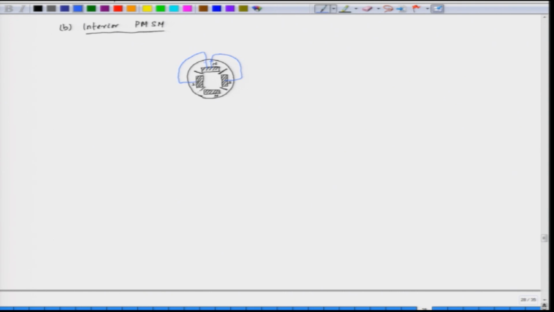Flux comes out of the north pole and enters the south pole. Similarly, from this the flux will come out of the north pole and enter the south pole, and on the other side also we have the flux paths like this. So, this is the interior permanent magnet synchronous motor, which is very popular for electric vehicle application. They are most widely used in electric vehicle applications.